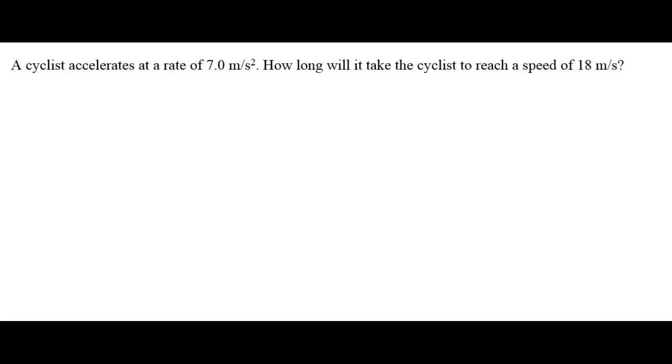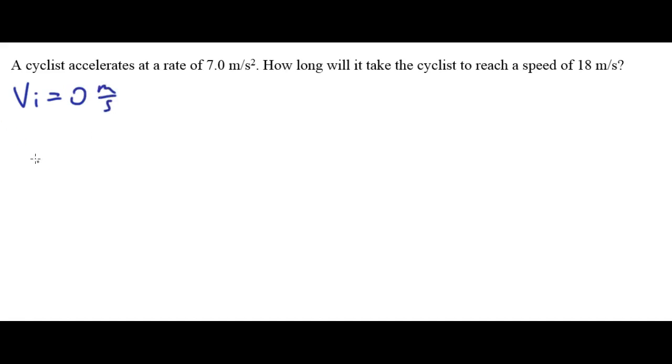A cyclist accelerates at a rate of 7 meters per second squared. How long will it take the cyclist to reach a speed of 18 meters per second? In this one, there's a couple of assumptions. One of the assumptions is that the cyclist will go from 0. So the cyclist's initial velocity is going to be 0 meters per second.